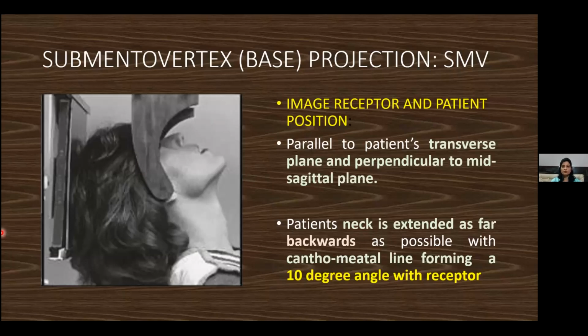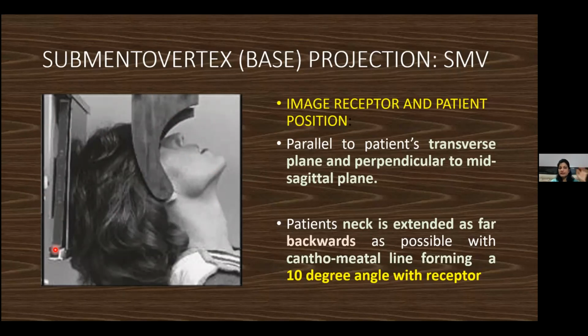Okay. So now we're coming to the submental vertex. See this now. Why is it transverse? Because you can see the film plane: the head is extended backwards so that I can get a transverse image of the area. The image receptor and patient positioning are parallel to the patient's transverse plane, perpendicular to the midsagittal plane. For this view, the neck is extended as far backwards as possible. Can you see this? The neck is extended backwards. Now the acanthiomeatal line forms an angle of 10 degrees with the image receptor. Clear?